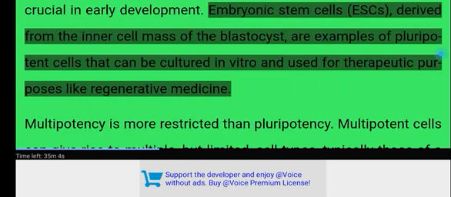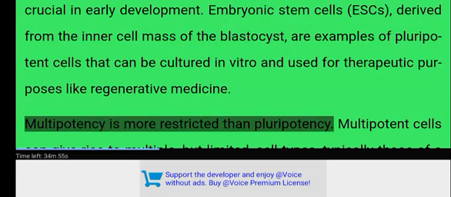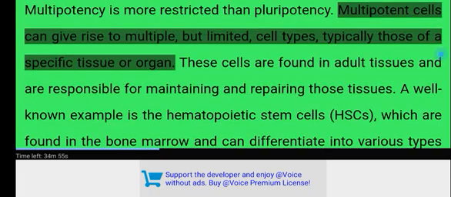Embryonic stem cells (ESCs) derived from the inner cell mass of the blastocyst are examples of pluripotent cells that can be cultured in vitro and used for therapeutic purposes like regenerative medicine. Multipotency is more restricted than pluripotency. Multipotent cells can give rise to multiple, but limited, cell types, typically those of a specific tissue or organ.